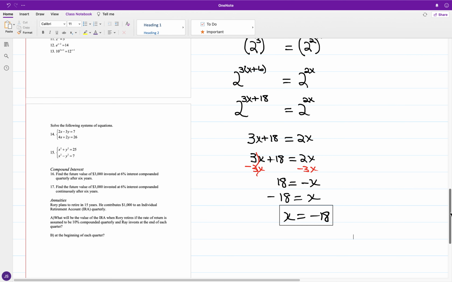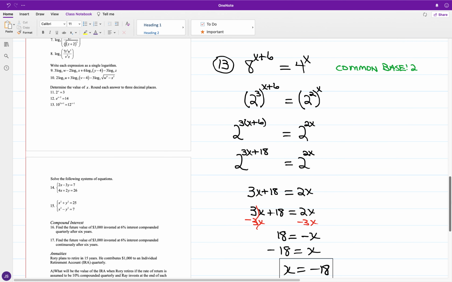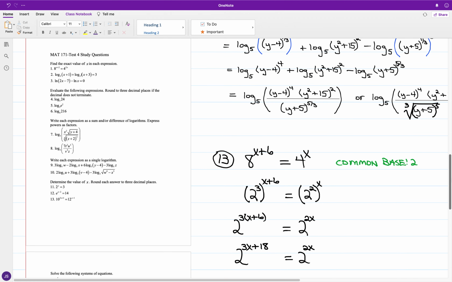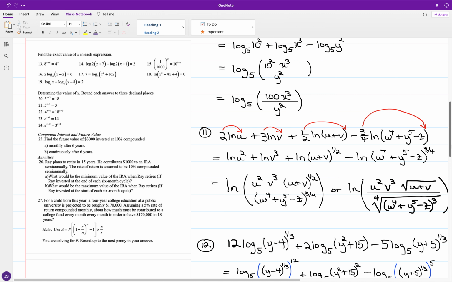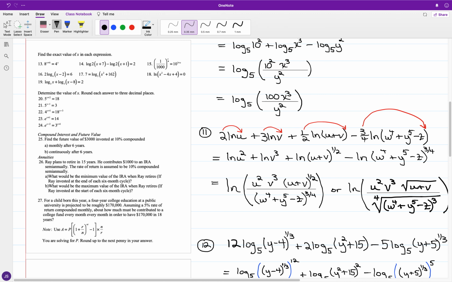All right, now where we have an exponential equation also that will share a common base, we have with number 15, 1 over 1,000 to the x is equal to 10 to the 1 plus x.